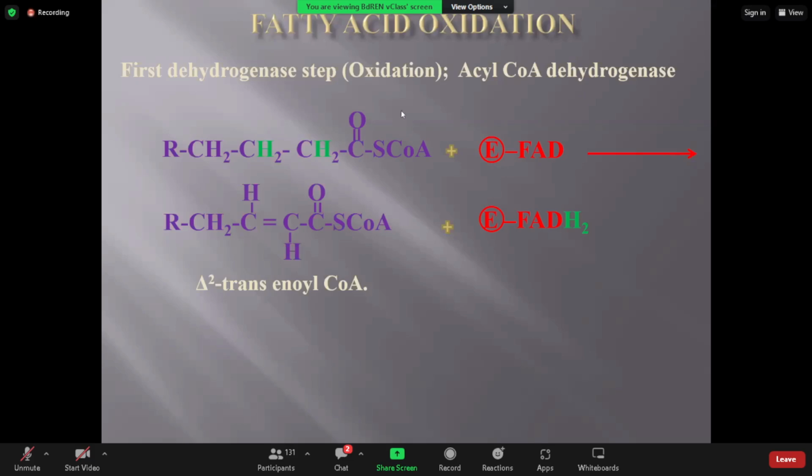So this is called oxidation. Oxygen is involved over here. But if you see this reaction, there is no involvement of oxygen, but oxygen is involved in the electron transport chain. So this reaction is called oxidation.